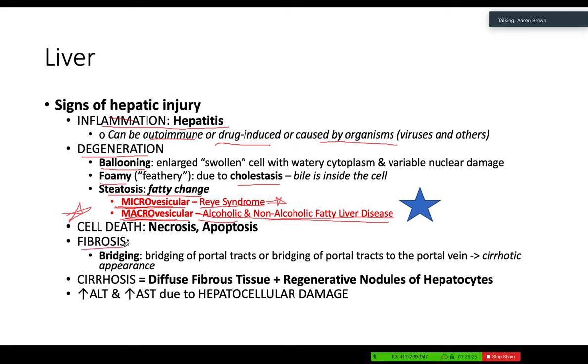So seeing fibrosis in our liver, what we look for is bridging of the portal tracts with fibrotic material, okay?